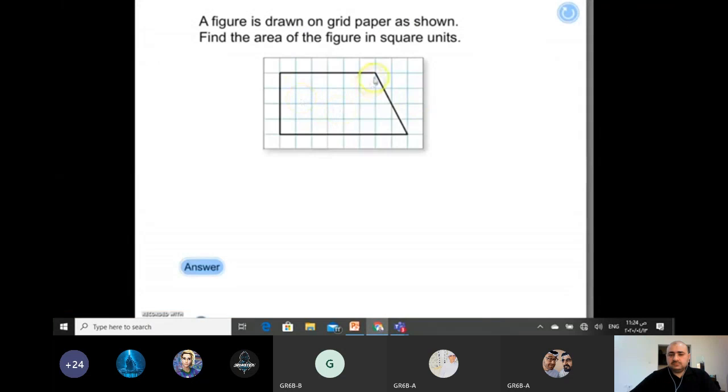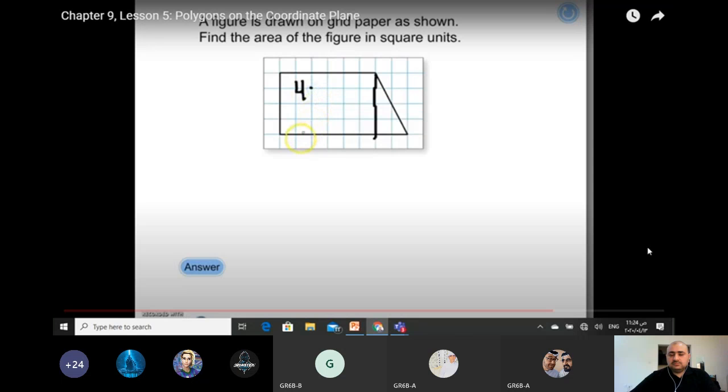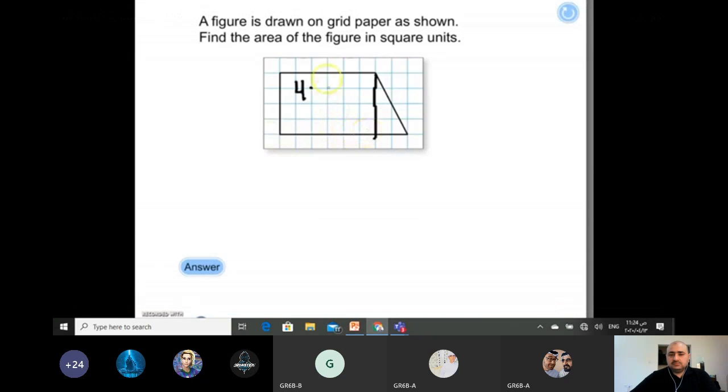We have a rectangle and a triangle. So we're going to chop it off right here so we can separate the triangle from the rectangle. Here we have length times width. So we have 1, 2, 3, 4 times 1, 2, 3, 4, 5, and 6. 4 times 6 means this has an area of 24 units squared.